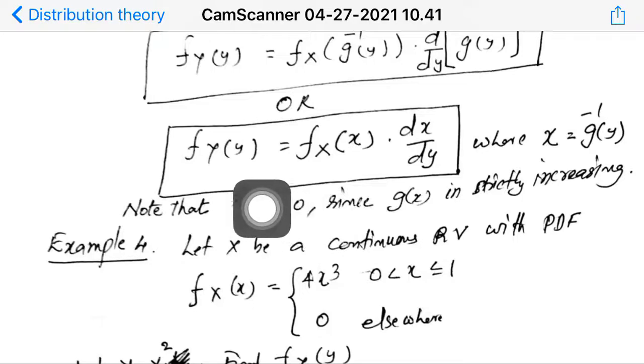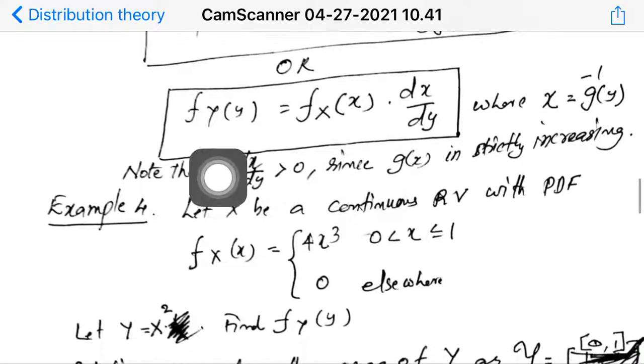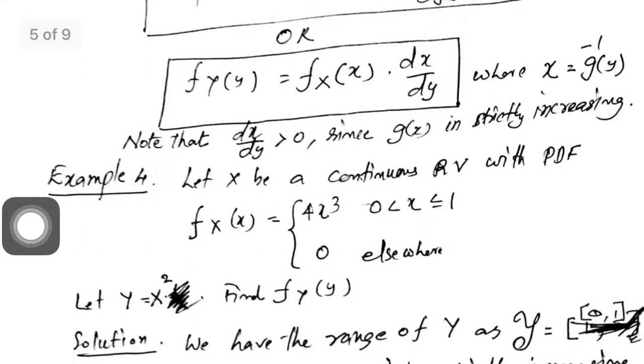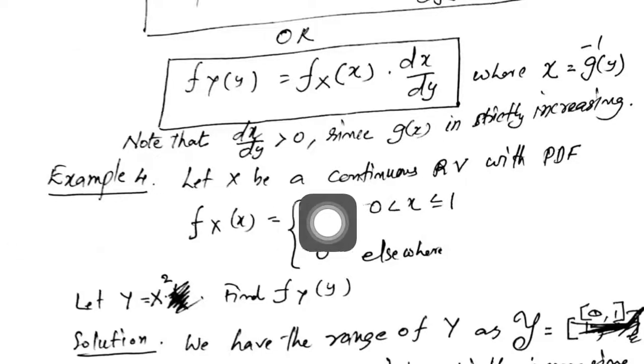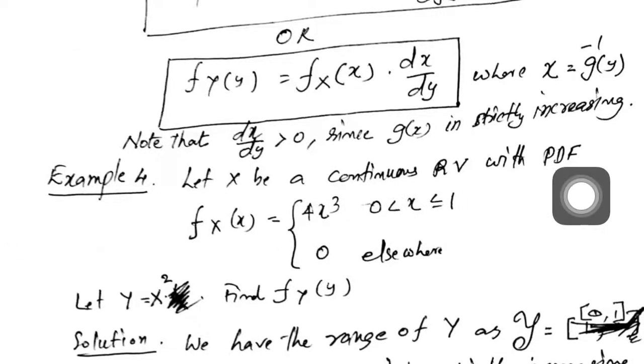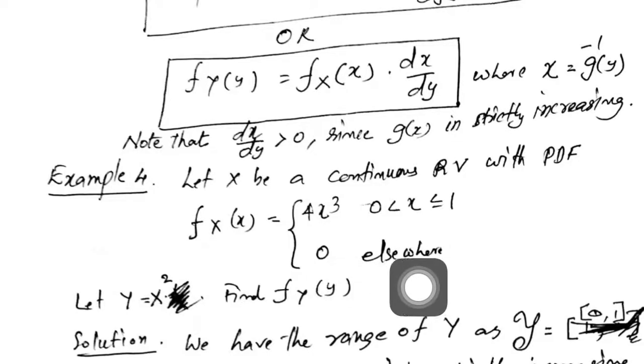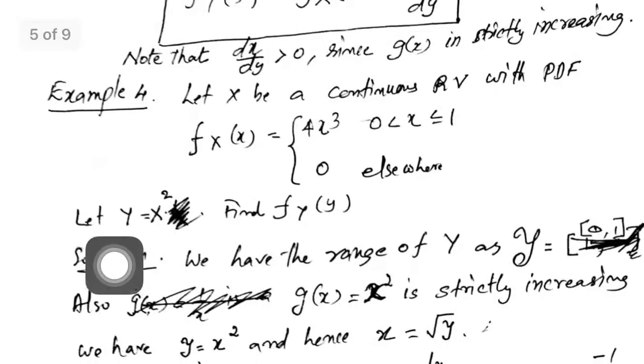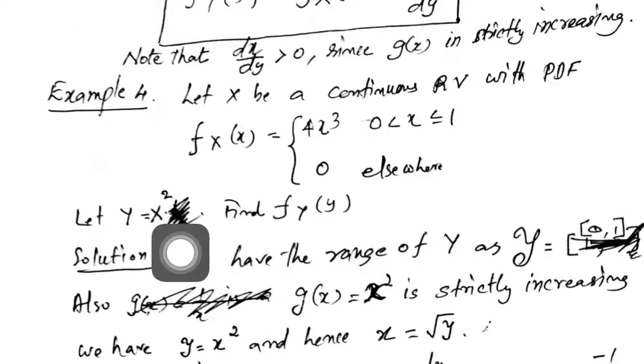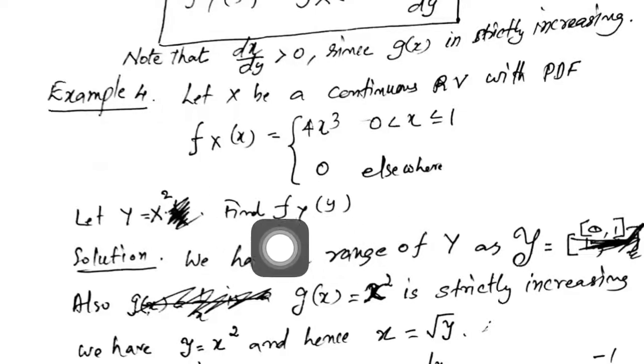Now we try to do some problems using this formula. Okay, now you take an example. Suppose x is a continuous random variable with PDF fx of x equal to 4x cube when x lies between 0 and 1, and equal to 0 elsewhere. And suppose you want to find the distribution of y is equal to x square. Here your function g of x is x square, and you have to find the density function.